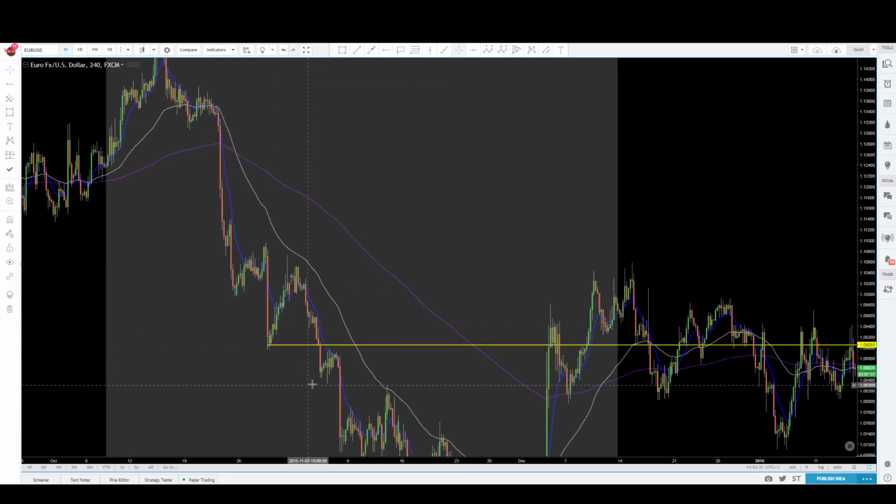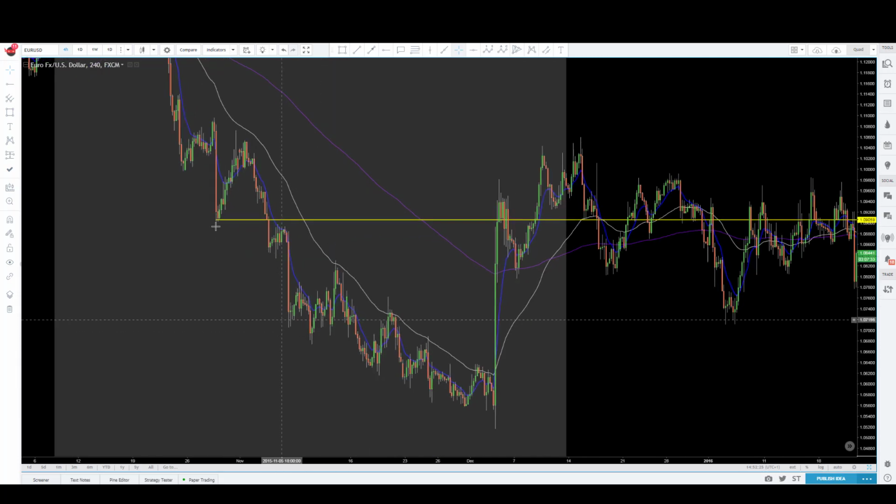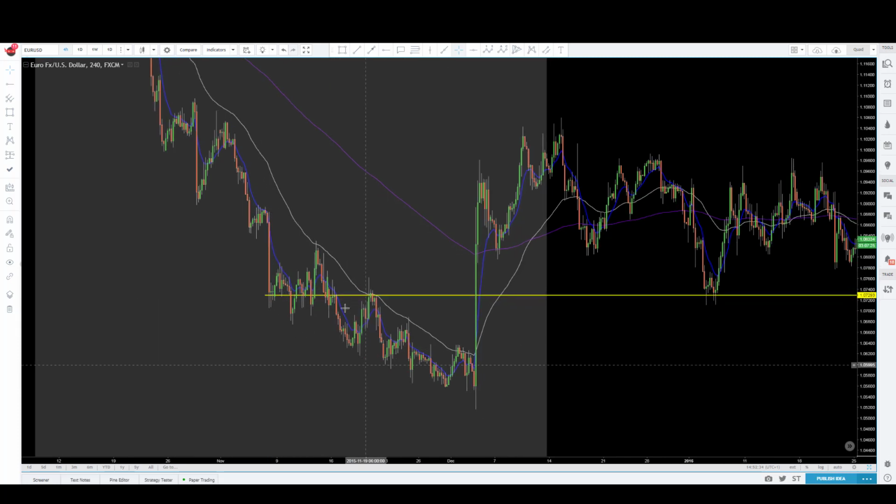What do we have? A nice retest, and then what happens? Continuation down. So we see this happening again and again. Here we go: new support, price breaks, retest, continuation down. So why is this important?